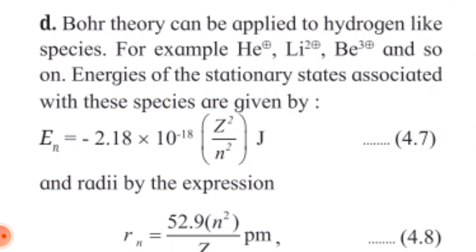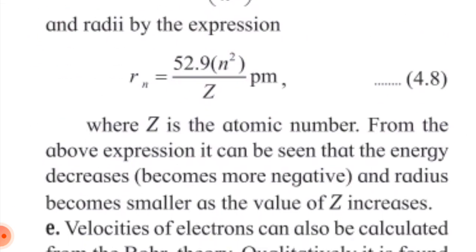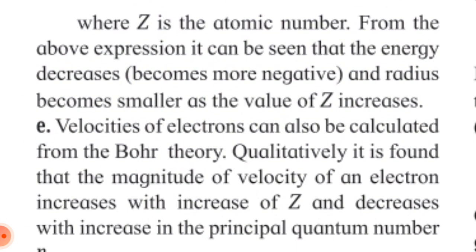D. Bohr's theory can be applied to hydrogen-like species, for example, helium plus, lithium 2 plus, beryllium 3 plus, and so on. Energy of the stationary states associated with these species is given by En is equal to minus 2.18 times 10 raised to minus 18 Z squared upon n squared joule, and radius by the expression rn is equal to 52.9 n squared upon Z picometer, where Z is the atomic number.